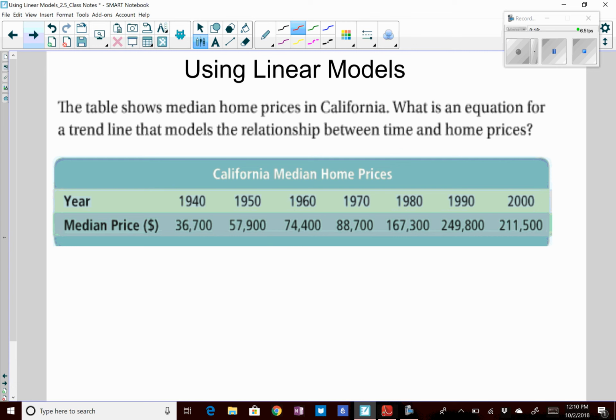Okay, we have a similar problem here with median home prices in California. I'm going to let you guys try that one on your own and see if you can come up with an equation and a prediction. And you could check your answers with me at a later time.